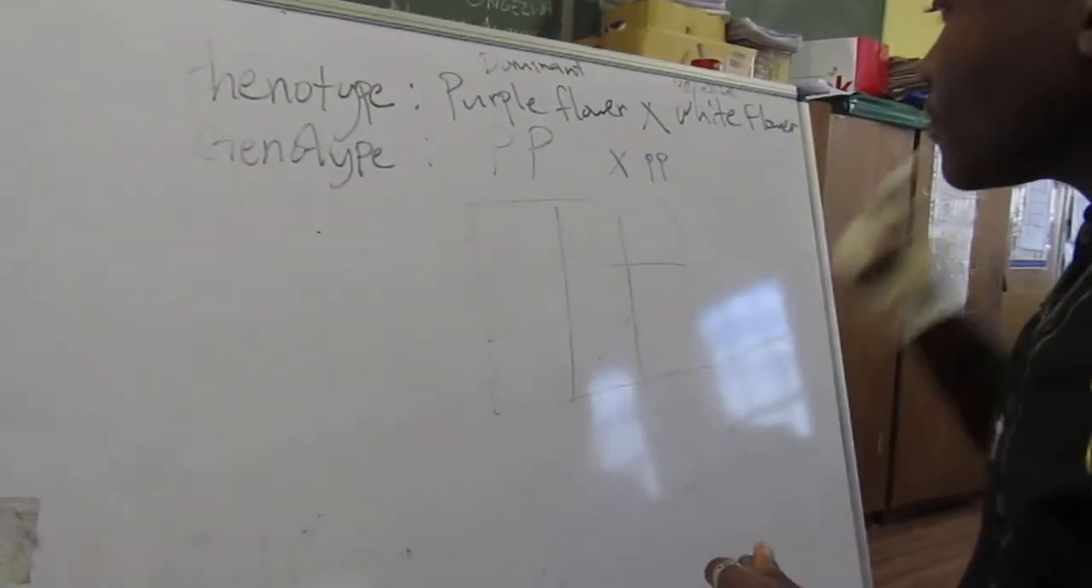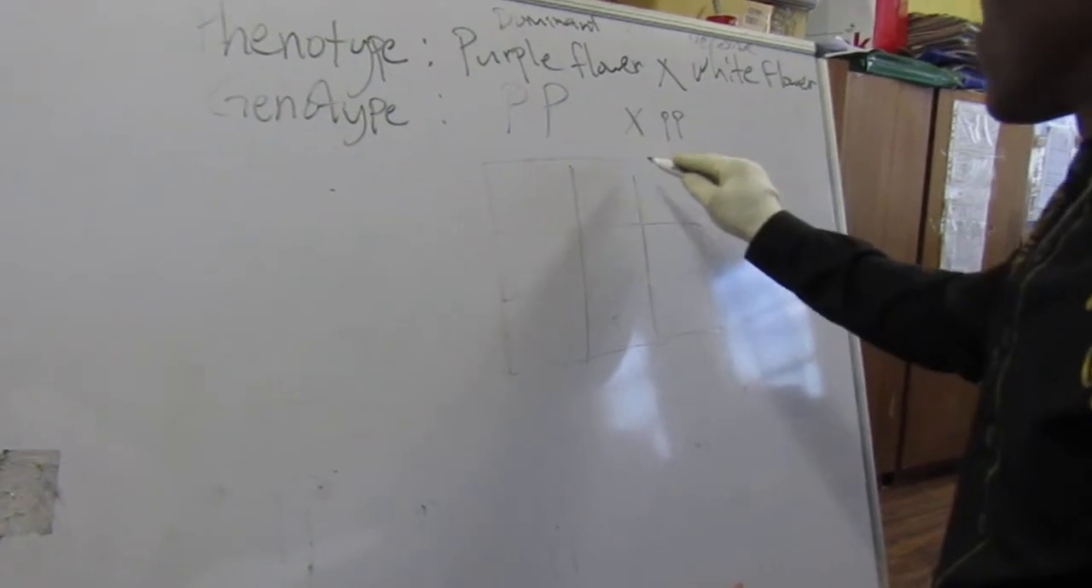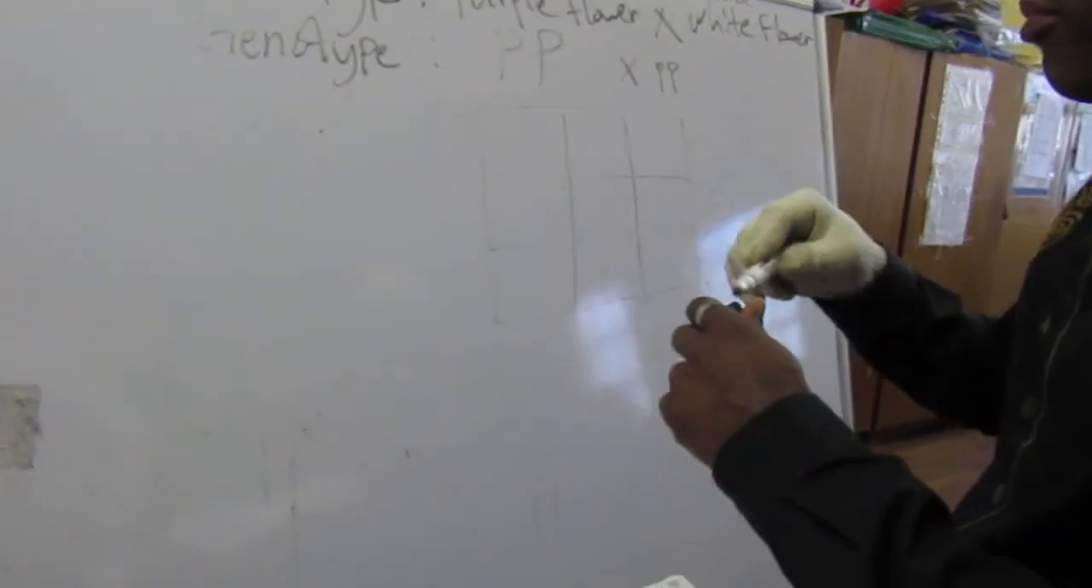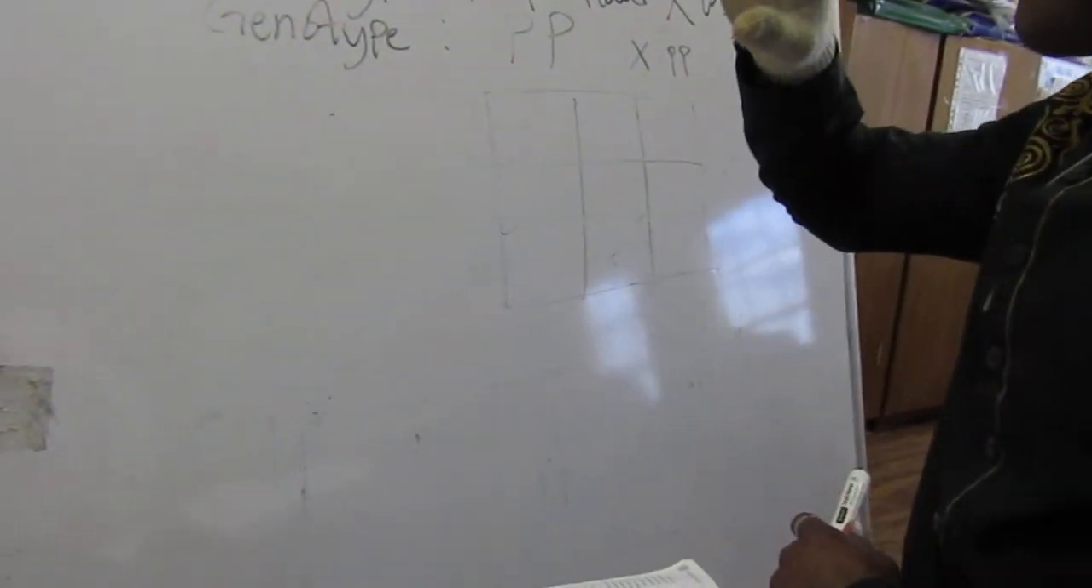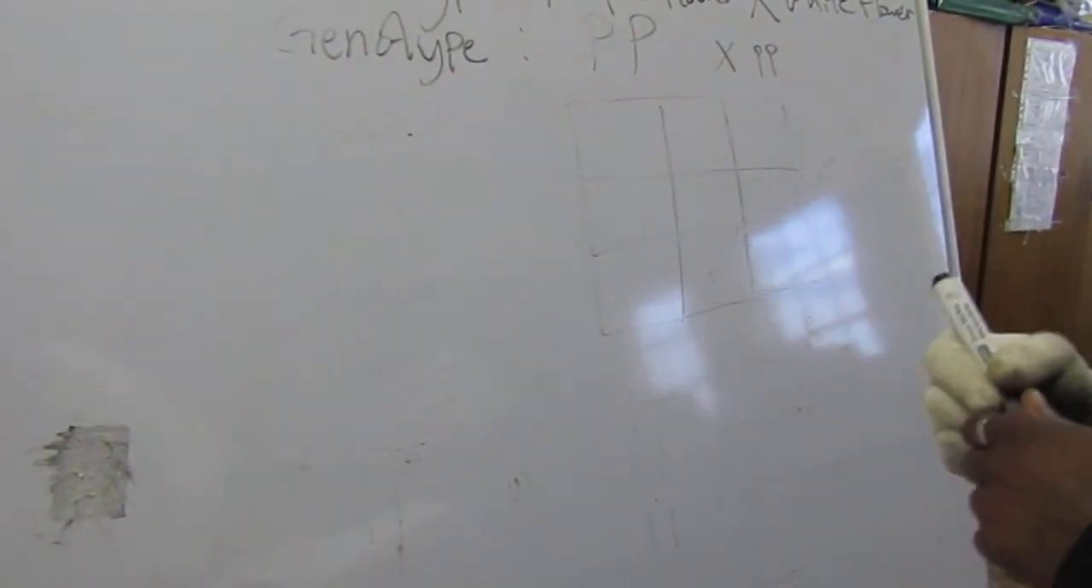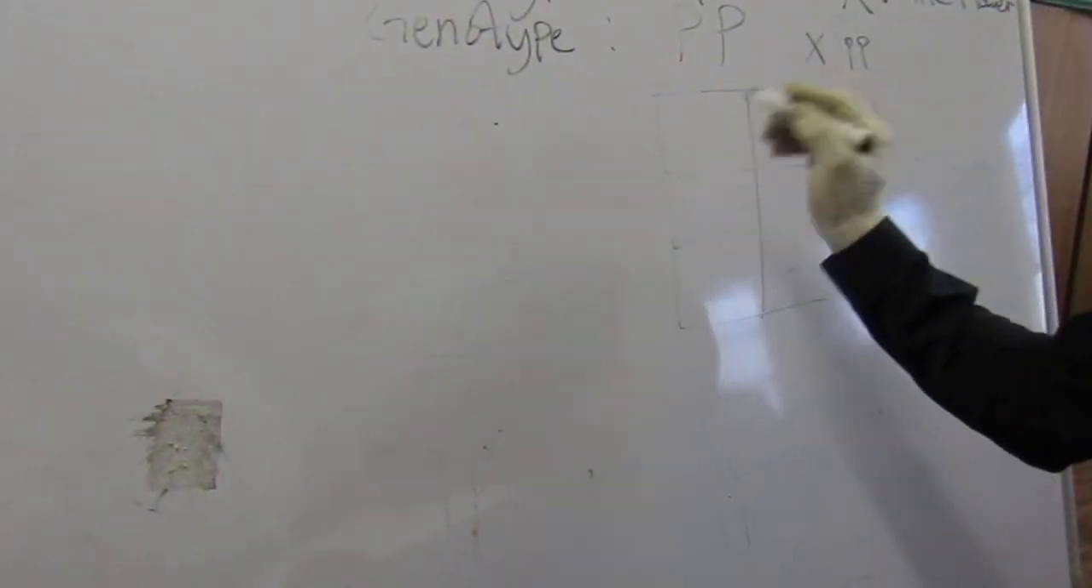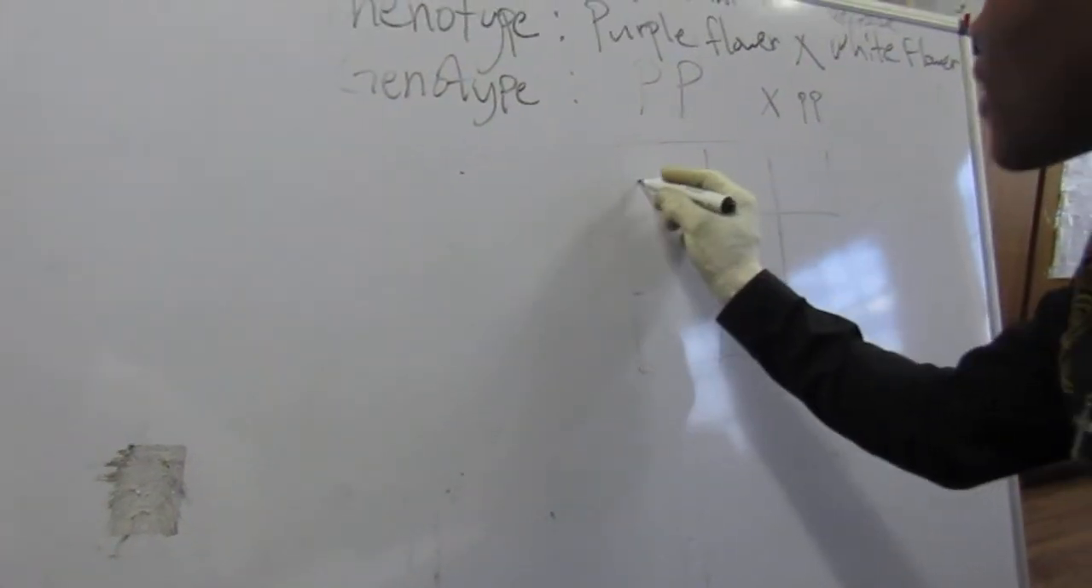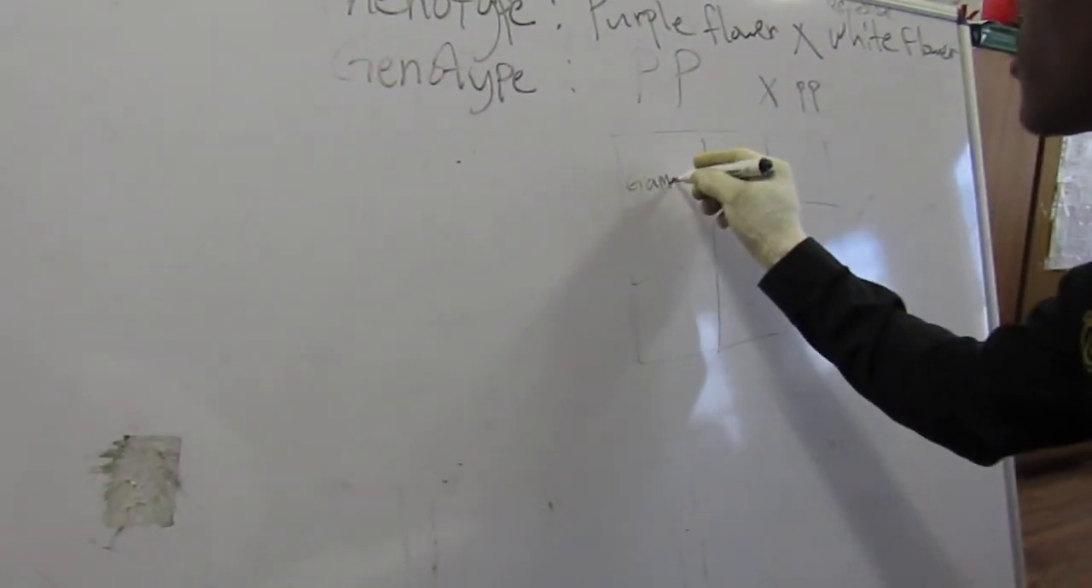This is how you draw a punnett square. You put 4 horizontal lines and 4 vertical lines. You'll never be wrong when you are doing a monohybrid. This is a monohybrid cross. Now here we no longer put the symbols. You can just write gametes so that you won't be wrong.